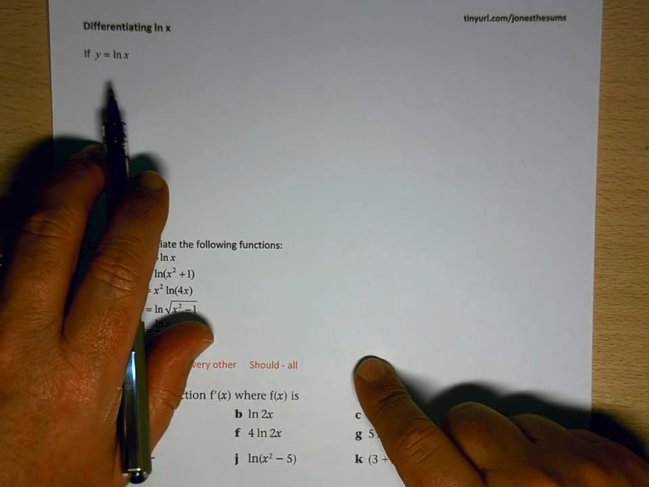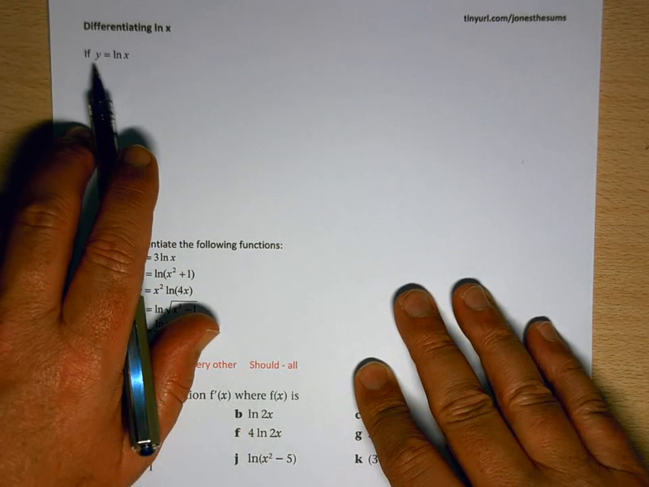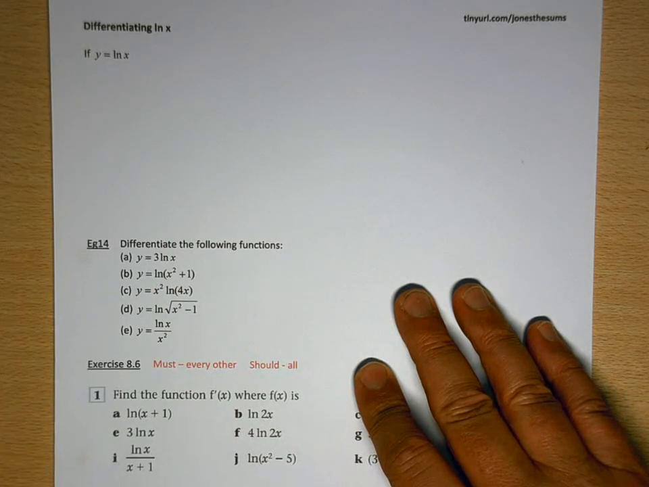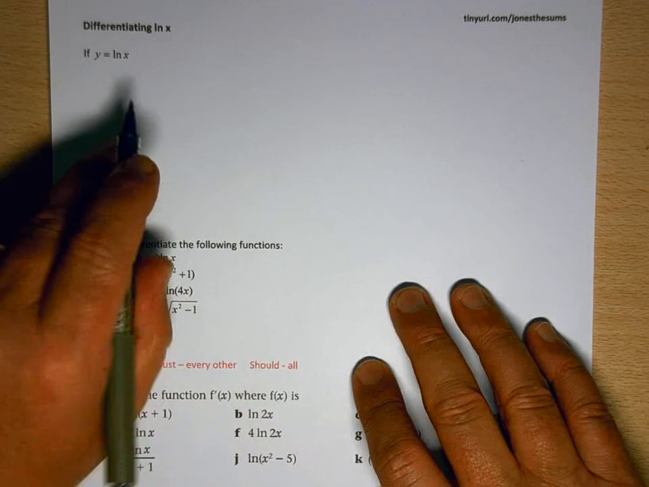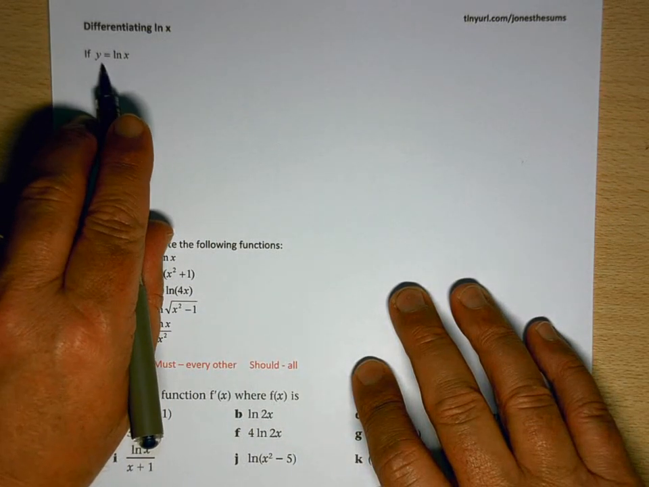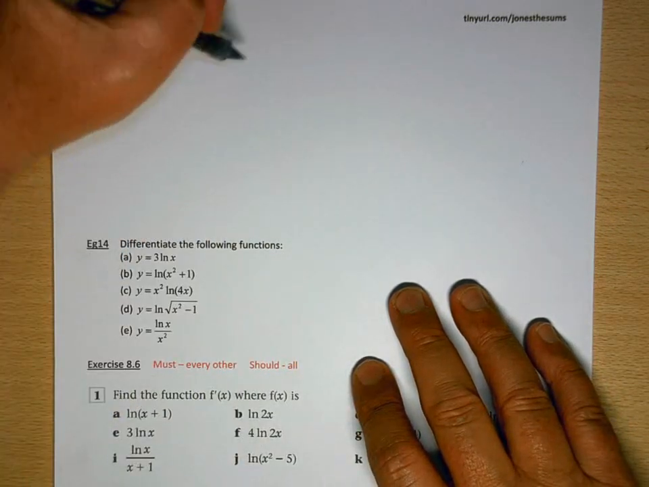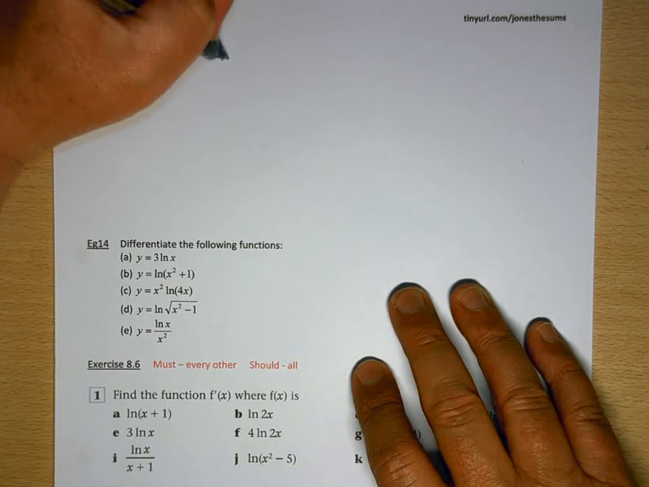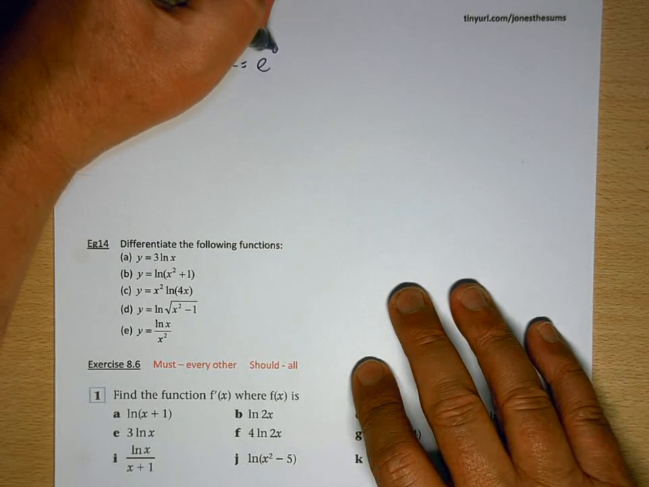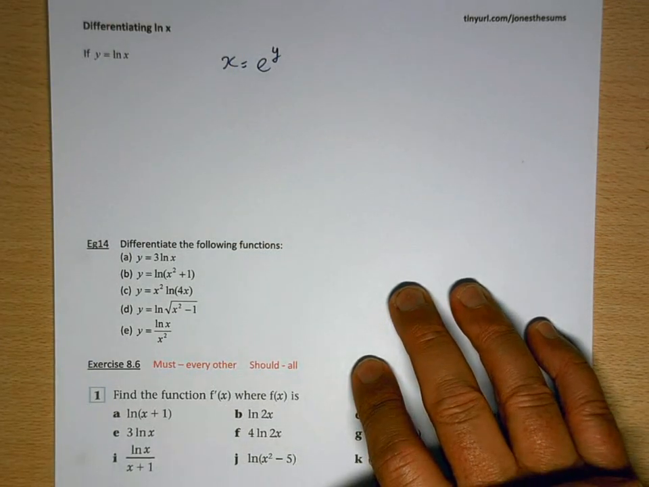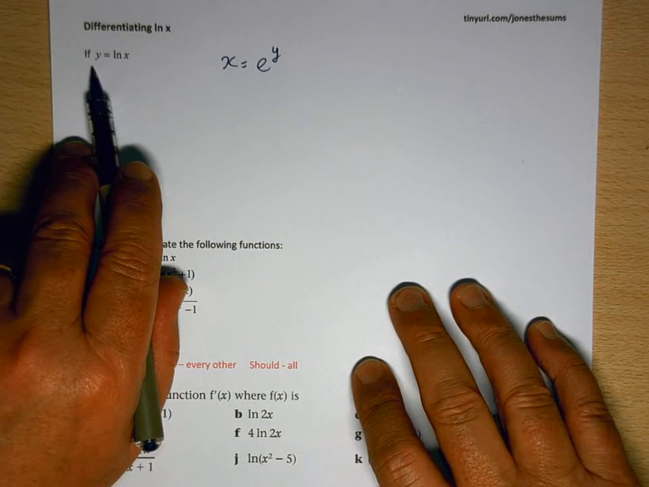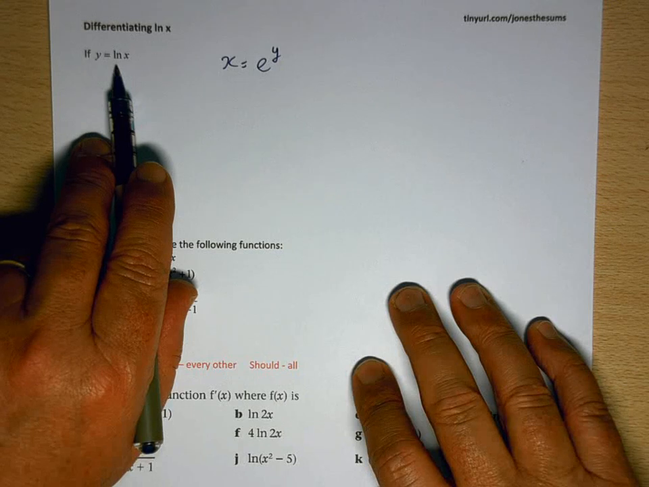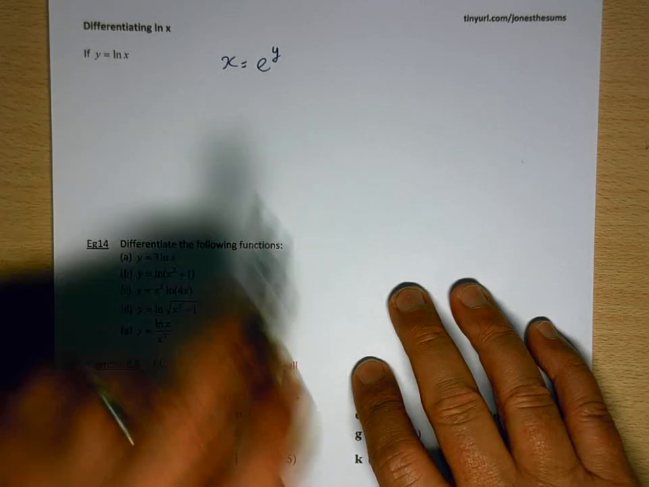We don't worry about a power series. What we do is rewrite that with x as the subject. So basically, rather than writing y equals ln x, we're going to write x equals e to the power of y. So basically taking natural exponentials of each side, because the ln and the exponential undo each other.